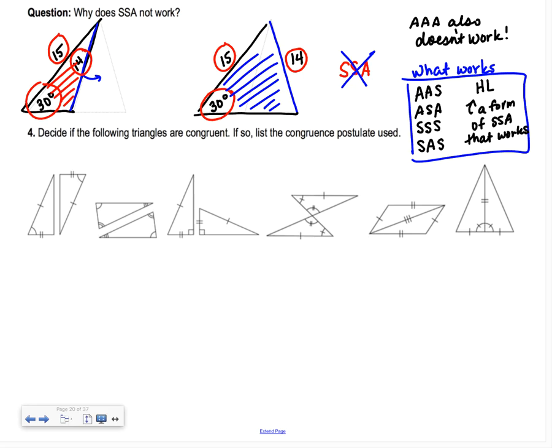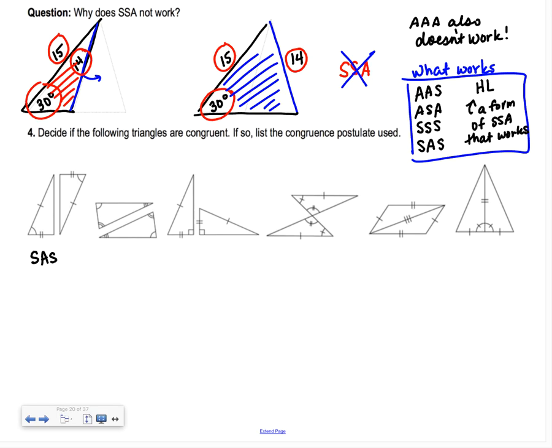Okay, so it says decide if the following triangles are congruent. If so, list the congruence postulate used. Okay, so the first one. So we have a side, and then we have an angle, and then a side. And over here we have the same order, side, and then angle, and then side. So because of that, we can say that these triangles are congruent by side, angle, side.